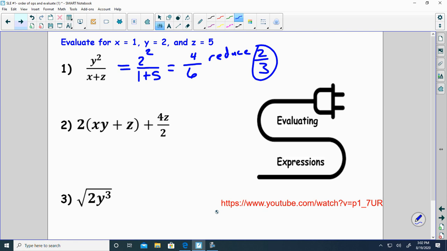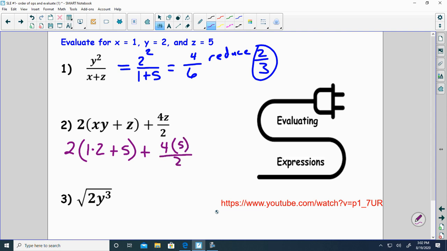Okay, again, we're still going to be plugging in numbers. So I have this 2 up front that stays. Anytime I have 2 letters together, it means I'm going to be multiplying. So my x value is 1, and my y value is 2, plus my z value, which is 5, plus 4 times z. 4 times z is 4 times 5 over 2.